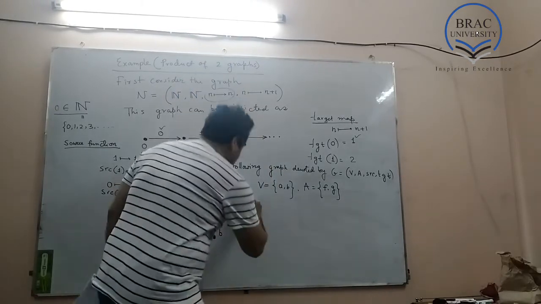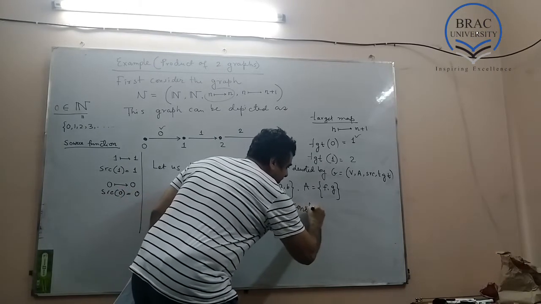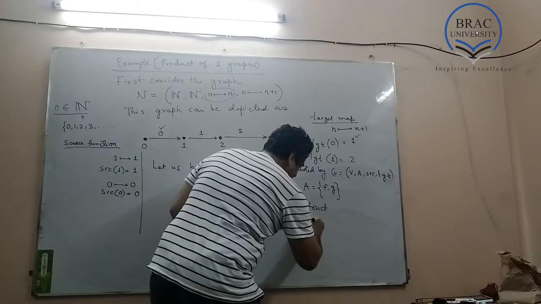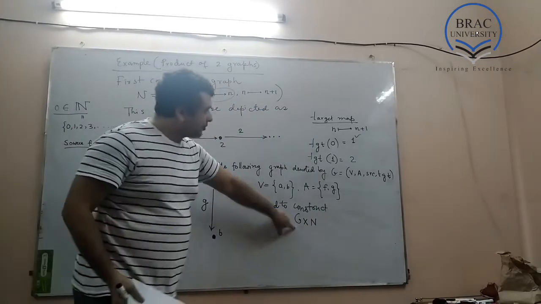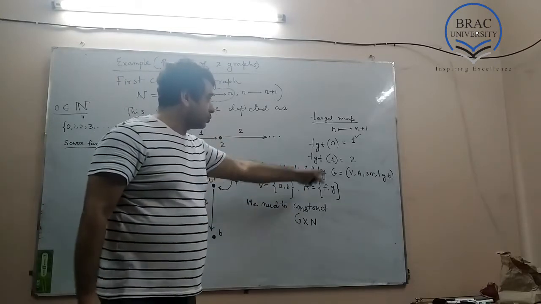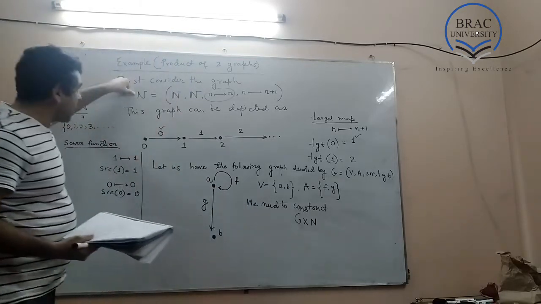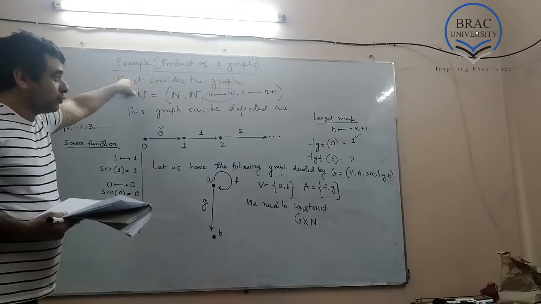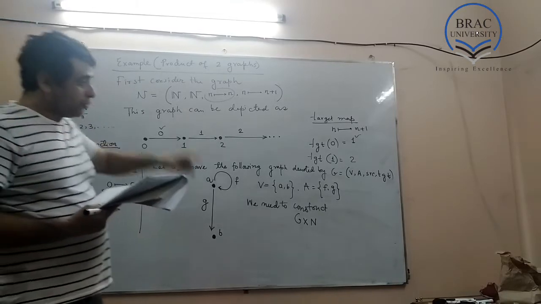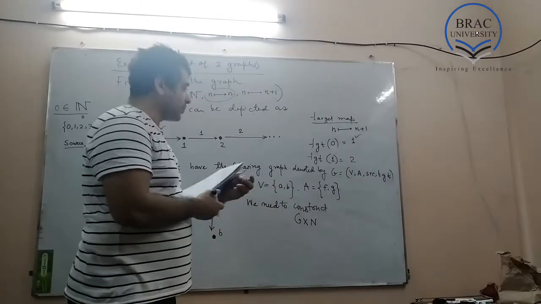Now we need to construct G cross N. Okay. So G is this graph, and the vertices, arrows, and the source and the target functions are given by this graph. And we had this first graph denoted by N, where the vertices and the source and target maps are also given there. Now we want to construct the product of these two graphs denoted by G cross N. Let us try to define it.